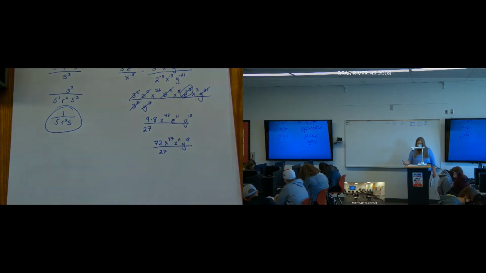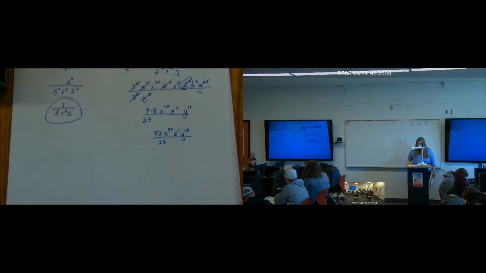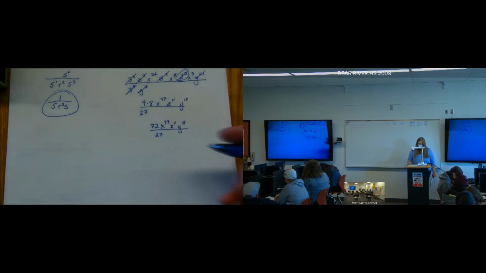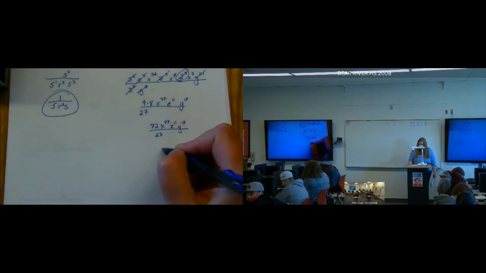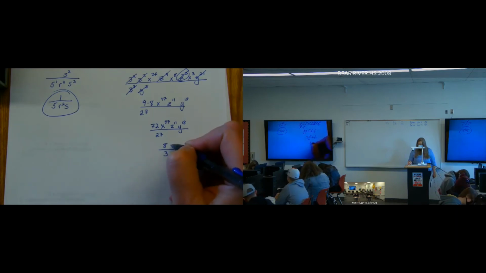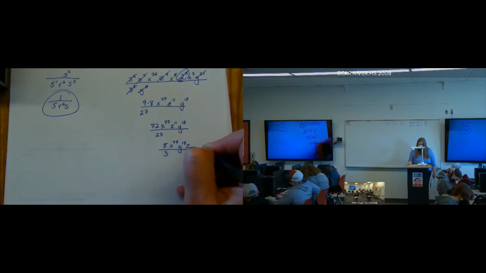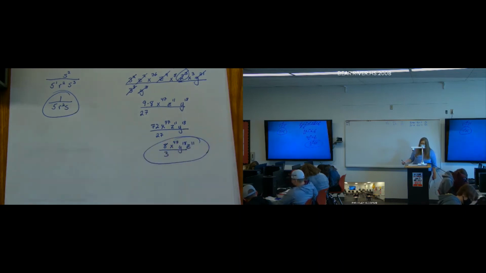Am I done? Who said no? Chloe, why not? They have 9 in common, so what would it be? 8 over 3. And usually you write your x's, then your y's, and then your z's. So that wasn't bad. Good job, you guys.